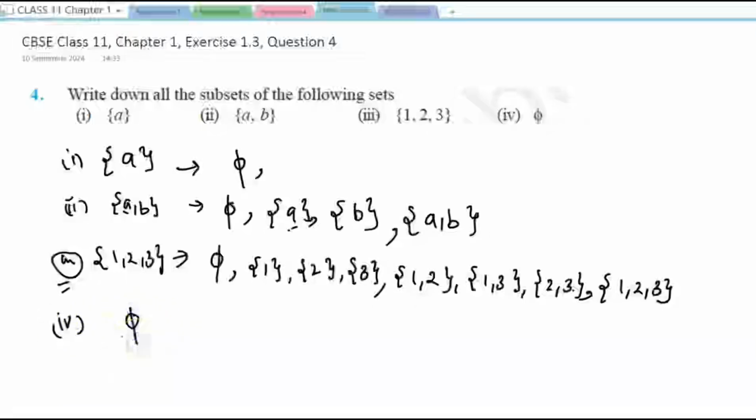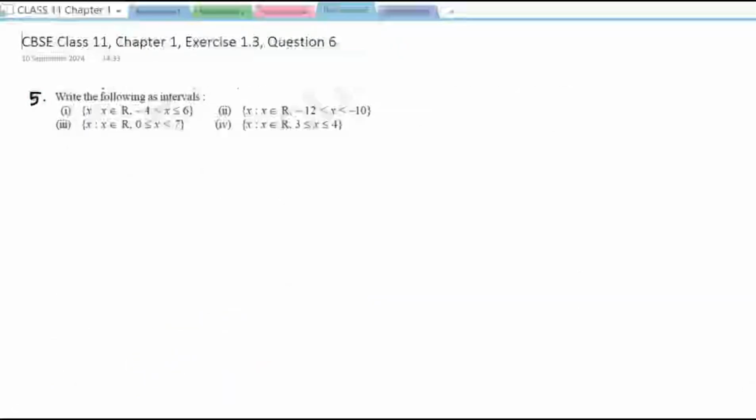Let's see the next example. We need to write all the subsets of this set, phi, or the empty set. Okay, so the first subset should always be phi, which is all we have. There is no element to make subsets with 1, 2 or 3 elements. There were 0 elements, and we only have one subset of the empty set, which is the empty set itself. Okay, let's see the next question.